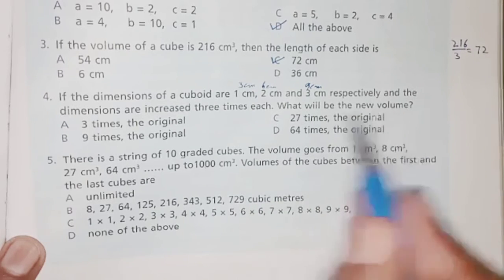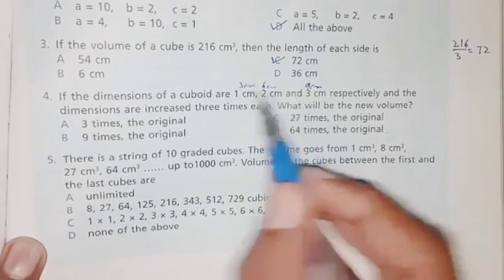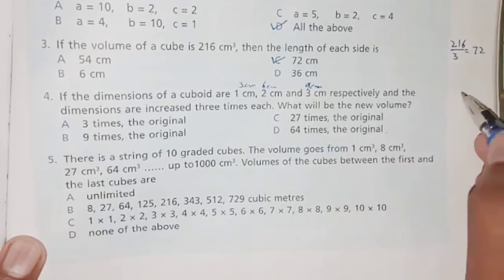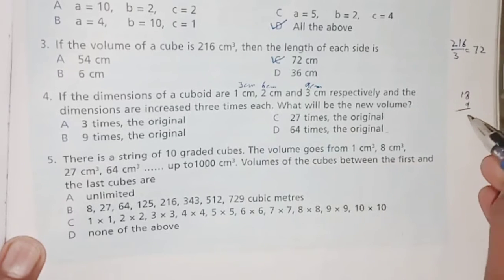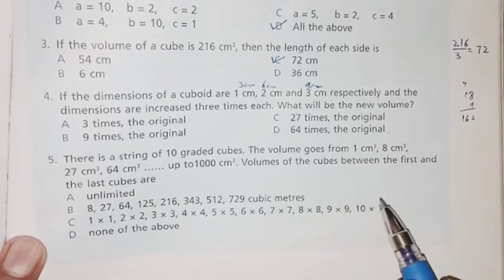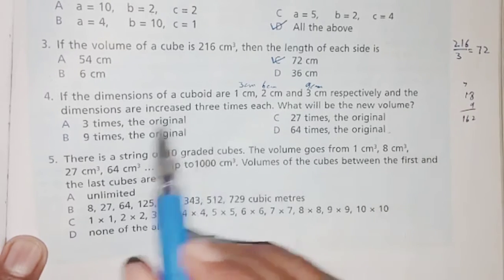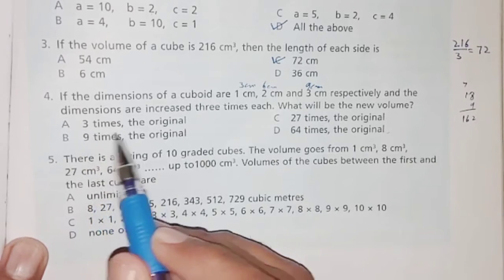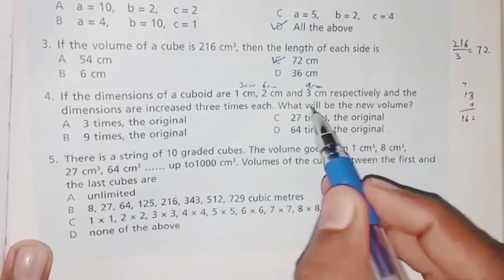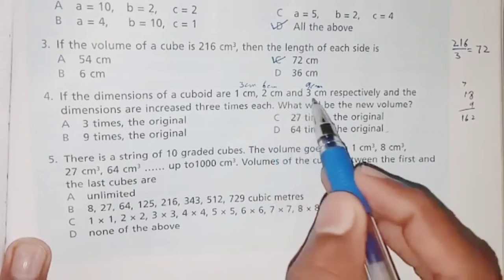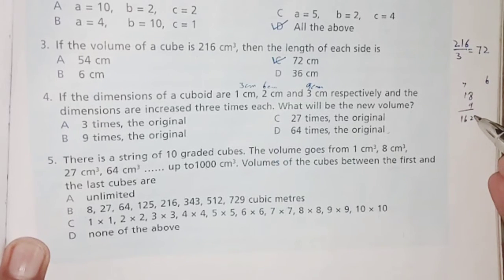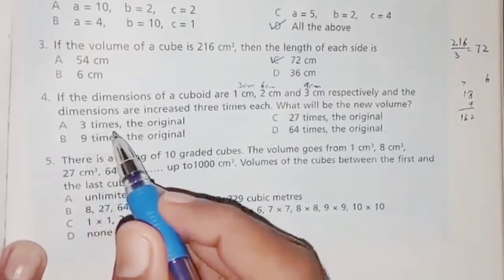The new volume will be, we are multiplying these three values, 3 times 6 is 18, 18 multiplied by 9, 9 times 8 is 72, 9 times 1 is 9 and 7 plus 9 is 16. So that is 162. Now the option is 3 times the original, meaning to say it is 3 times the original. The original was 1 times 2 is 2, 2 times 3 is 6. If we multiply 6 with 3, that is not equal to 162. So option A is wrong.